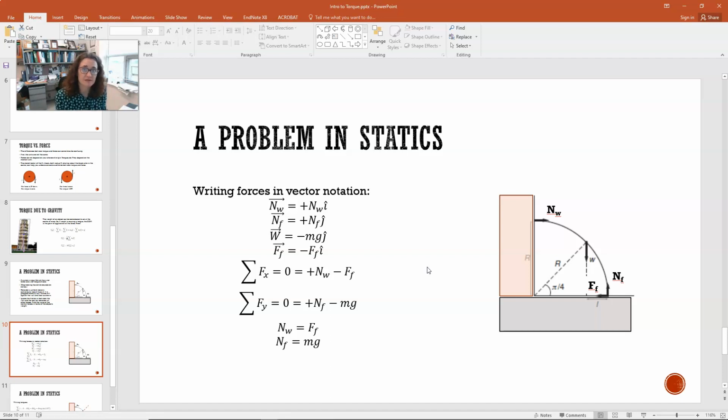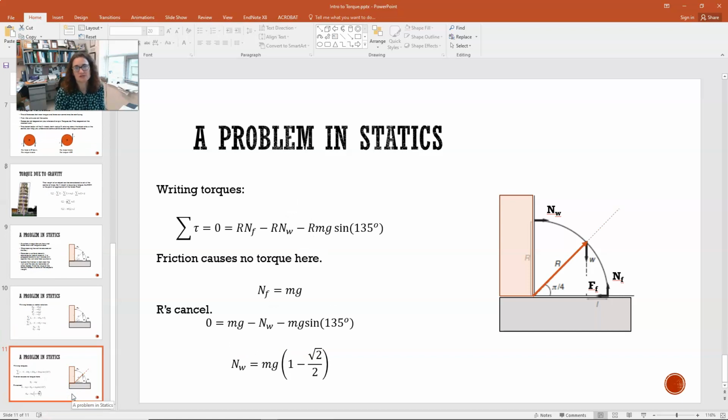Well, one of them's done then, because the problem said solve for the normal forces in terms of the weight of the object. So I've done that for my normal force of the floor. But I don't have it quite done yet for the normal force from the wall. Fortunately, I do have another set of equations, because the torques must also sum to 0. So if I sum the torques setting them equal to 0, let's first look at each of these forces and which are going to cause torques and in what direction.